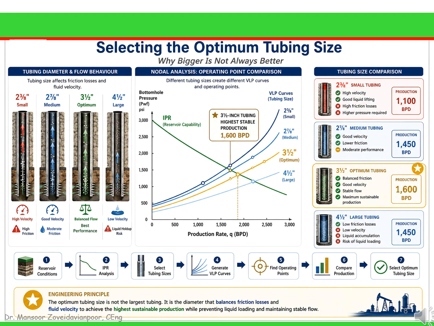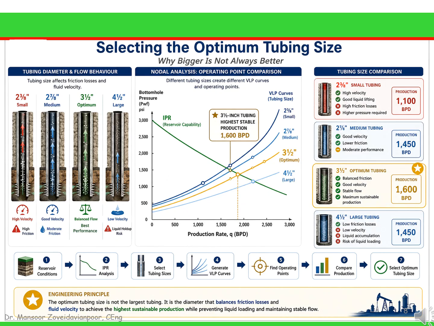Small tubing creates high fluid velocity, which helps carry liquids to the surface, but it also generates high friction losses that consume valuable reservoir energy. Large tubing does the opposite. Friction decreases, but so does fluid velocity. If the velocity falls below the critical lifting velocity, liquids begin to accumulate, the hydrostatic pressure increases, and production starts to decline. Somewhere between these two extremes is the optimum tubing size.